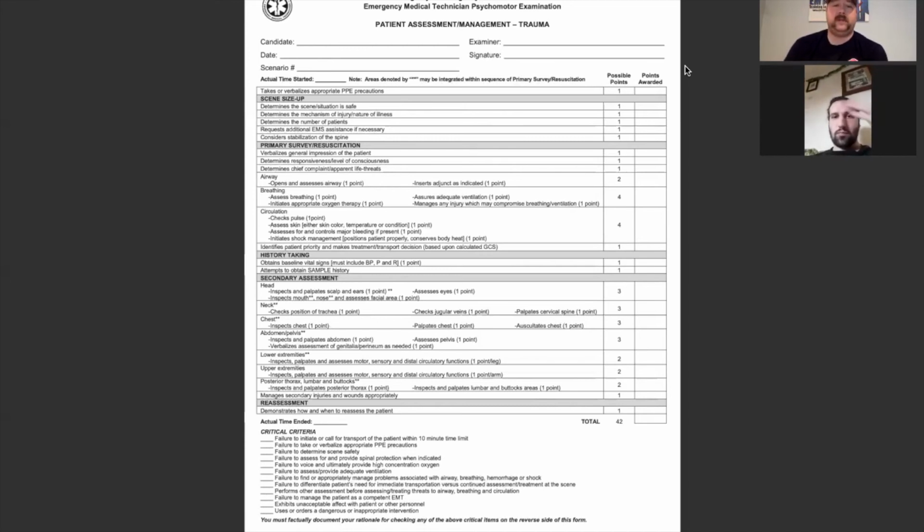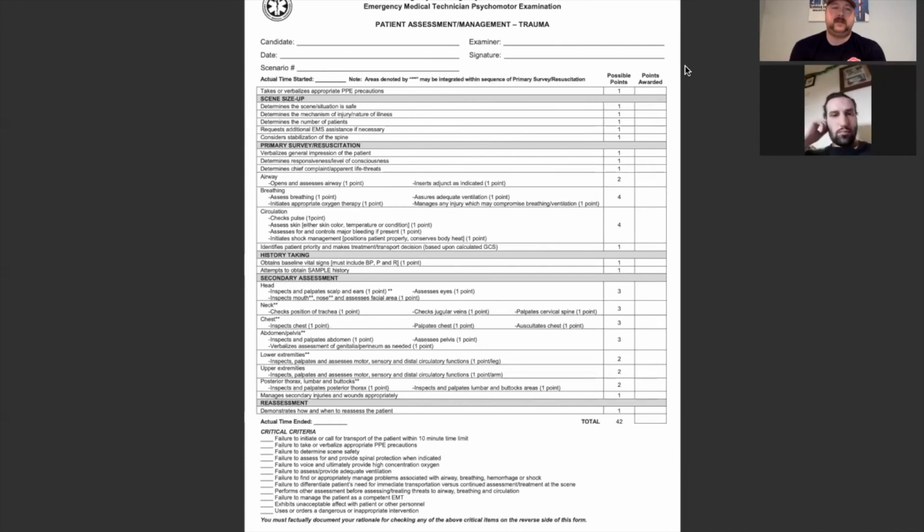So at this point, we're going to obtain a SAMPLE history. So we're going to ask Joey, wake him up a little bit, or if there's anybody else that has any other information around him, determine whether he has any allergies, medications, past pertinent history, last oral intake, and try to figure out what the events leading up to the incident were.